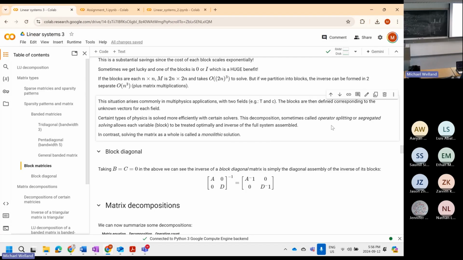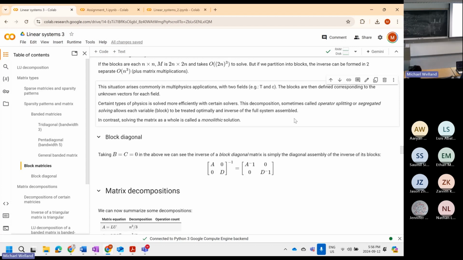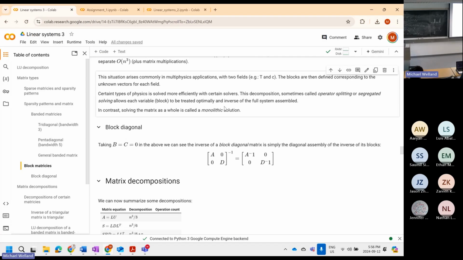Some people will call it operator splitting. You're splitting those two variables, keeping them separate, or segregated solving if you end up using COMSOL Multiphysics. That's their terminology. If you solve the matrix as a whole, that's called a monolithic solve.